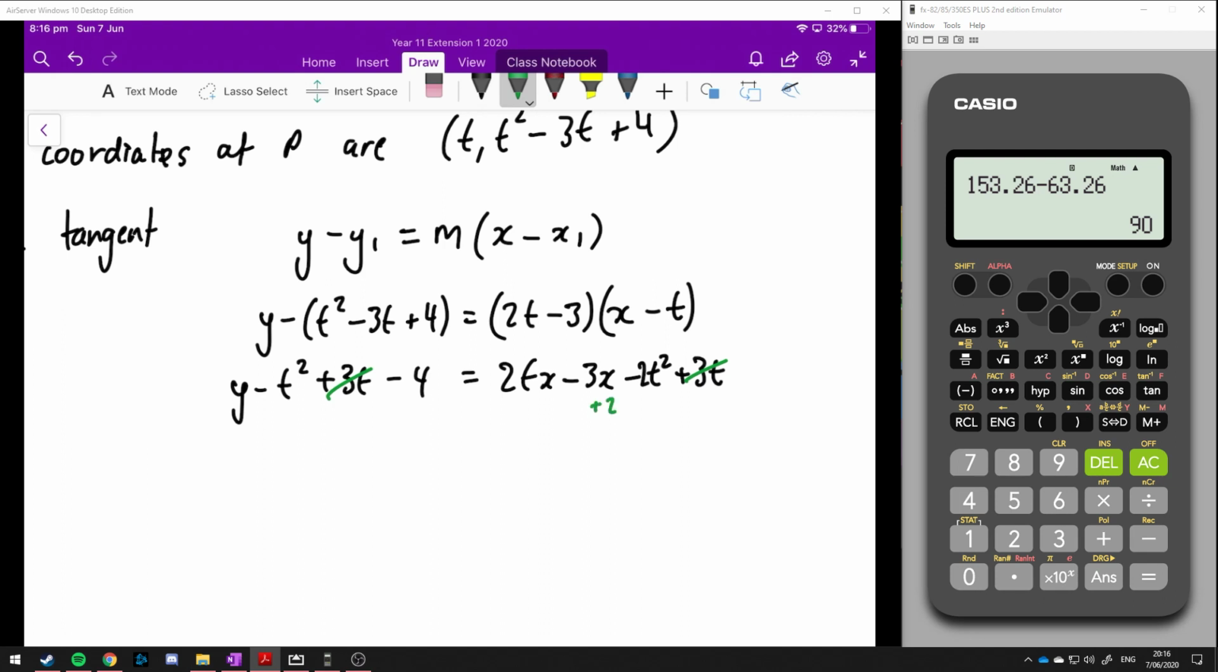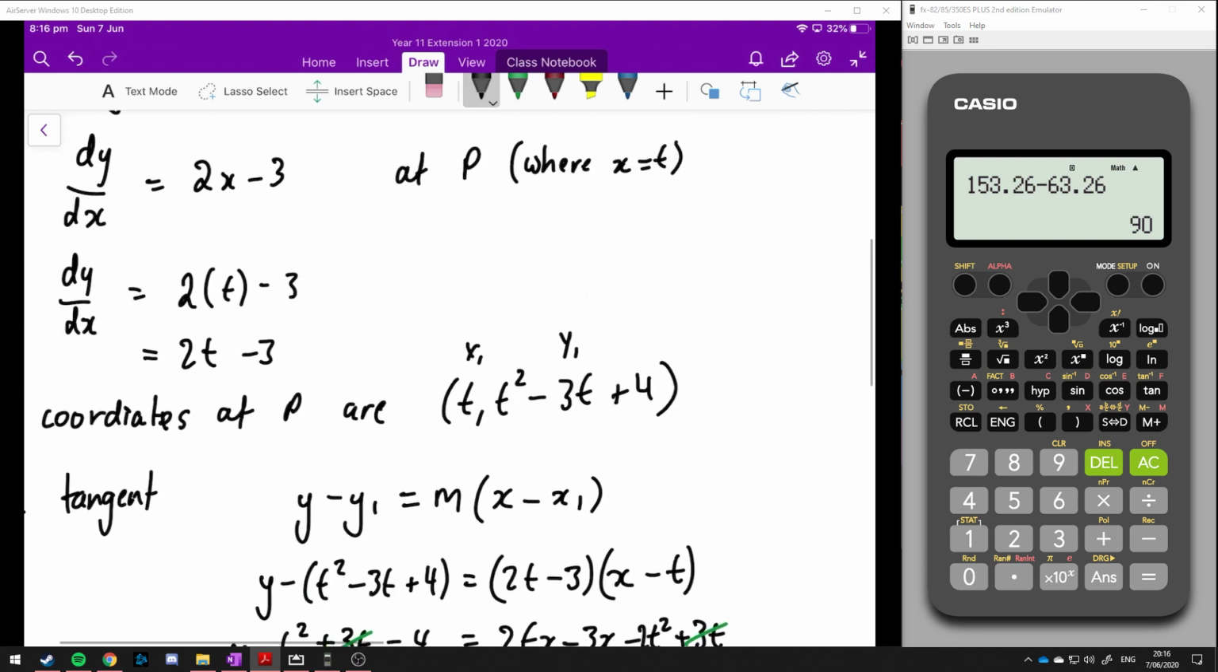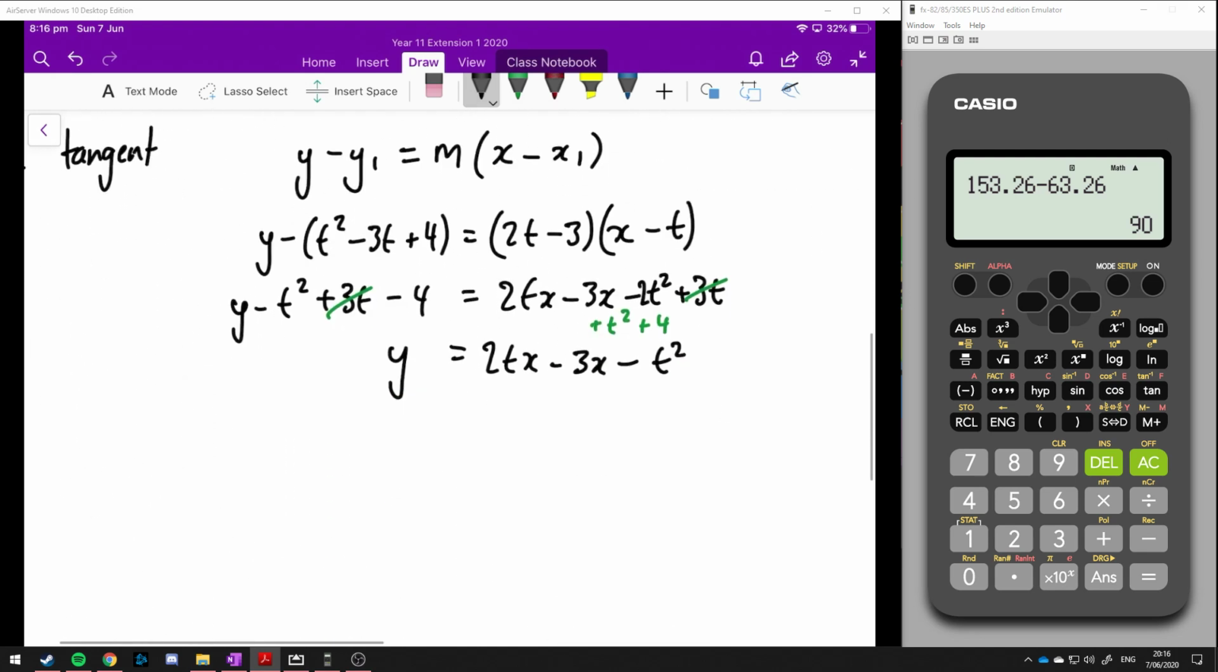And what I'm going to do is add t squared, and I'm going to add 4 to both sides of this equation. So that's going to give us y equals, now 2tx is going to stay unaffected, so it's the negative 3x, but the plus t squared and the minus 2t squared, well, that's going to become minus t squared there. And then we get minus t, so it's going to be just the plus 4 on the end there.